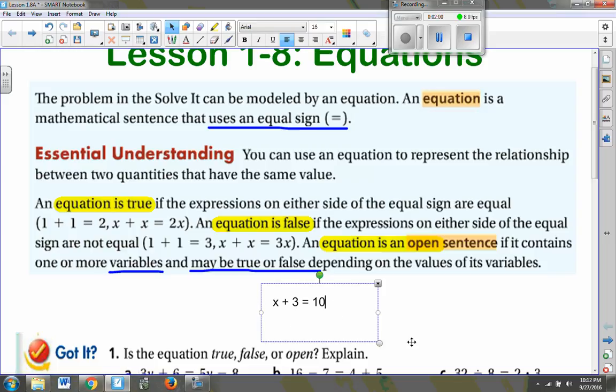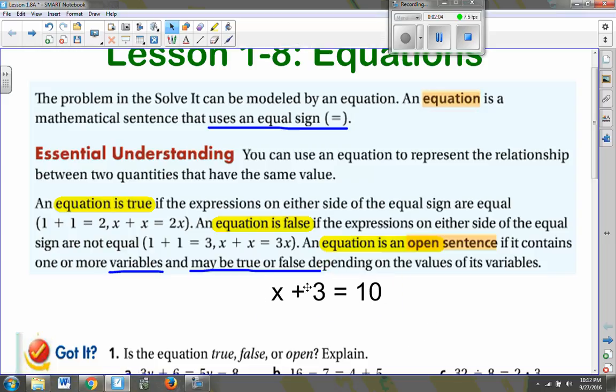This would be an example of an open equation because there is a number I could put in for x to make it true. I could say x is 7. If I put a 7 in for x, then it would be true. But if I put a 5 in for x, then it's not true. So 7 makes it true, 5 makes it not true. So it might be true, it might not. We call that open, when it's maybe true, maybe not.